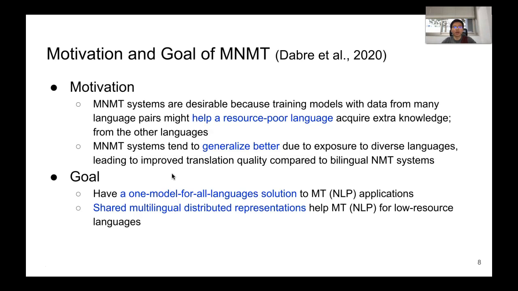And the second goal is that we hope that MLMT, because it learns shared multilingual distributed representations, can help machine translation or other NLP applications for low resource languages. Okay, that's the goal of MLMT.